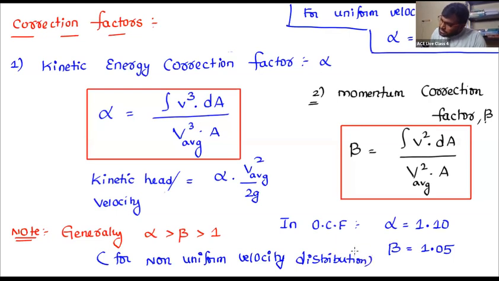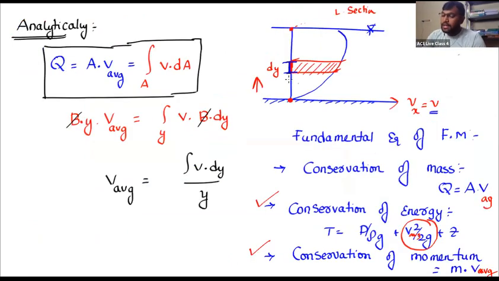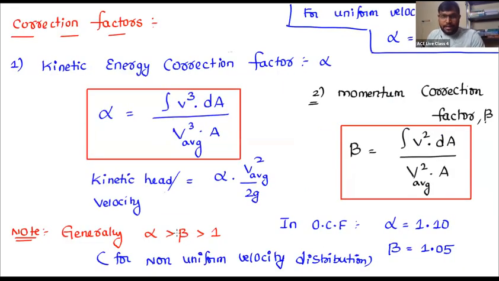you are going to apply this alpha and beta in the case of the pipe flow also. In the case of the pipe flow also, you need to apply the correction factors. But what I am discussing is open channel flow, right? In the case of the open channel flow, the velocity distribution is not uniform. This velocity distribution is logarithmic. So the alpha and the beta will not be the same and they are not going to be equal to 1. Alpha greater than beta greater than 1.